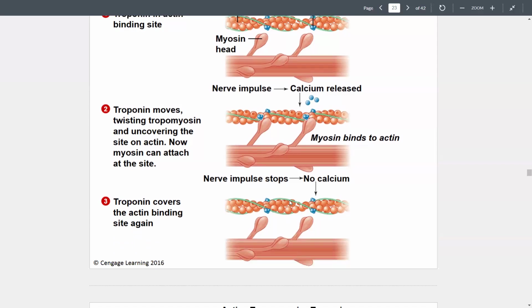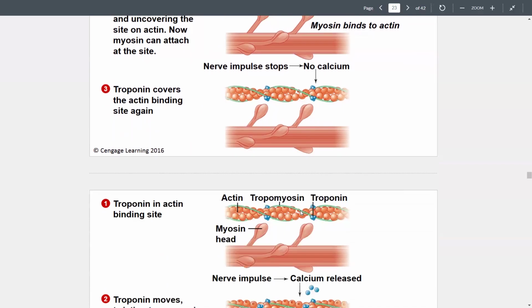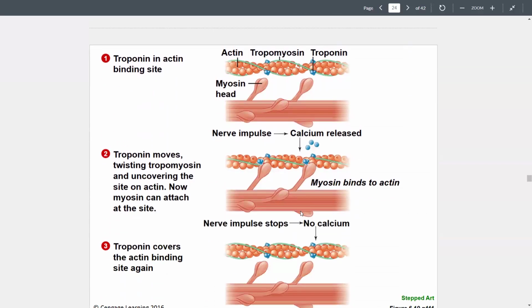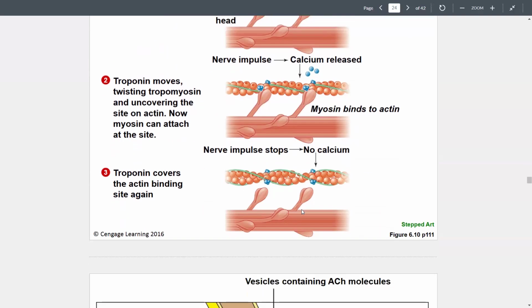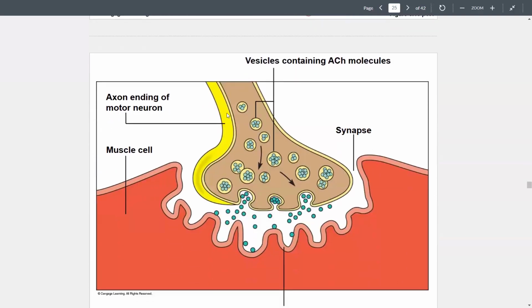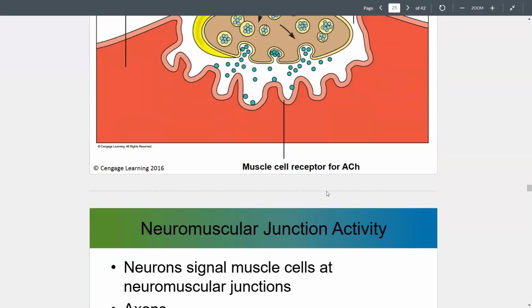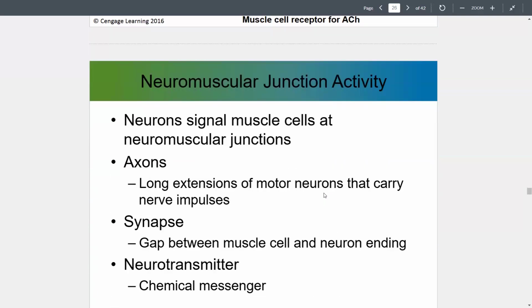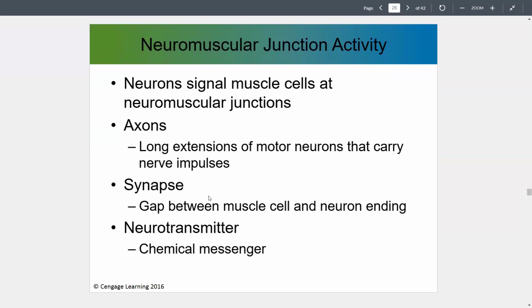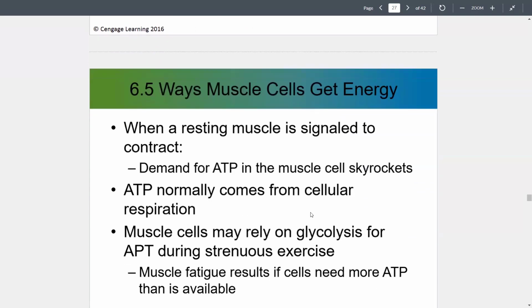If there's no calcium, those binding sites are blocked, and the myosin can't come in and bind. So you're not going to get a muscle contraction. So if you have no calcium, you're not going to be able to have a muscle contraction. This is the axon, this is the nerve ending, and where it's tying into the sarcoplasmic reticulum. You release these little chemicals in this space between the nerve and the muscle, and those are actually called acetylcholine, if you've heard of that, and then they bind to the sarcoplasmic reticulum and cause the muscle to contract. So you've got your axon, that's the end of the neuron, and the synapse is that space, and the neurotransmitter is the chemical that gets released.